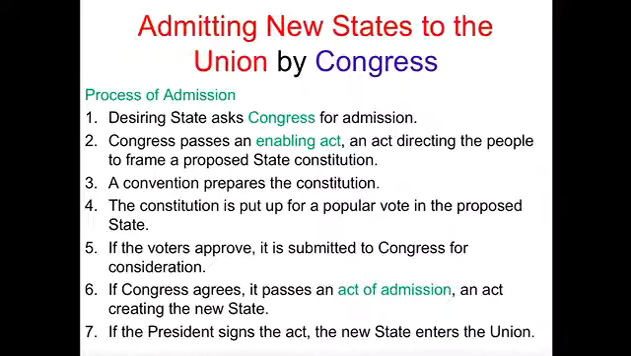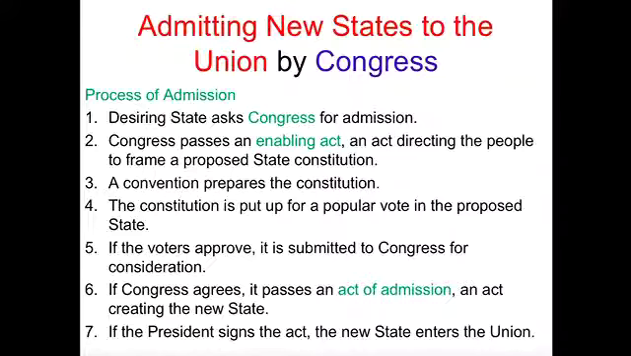Now, when we admit new states to the Union, remember I said that Congress has authority to do that. I've just simply listed the process of admission here. We talked about it in class dealing with the territory of Puerto Rico. But the desiring states, such as Puerto Rico, ask Congress for admission. Congress will then pass an enabling act, which is just sort of like a permission slip. It's an act directing the people to frame a proposed state constitution. It's sort of a green light.